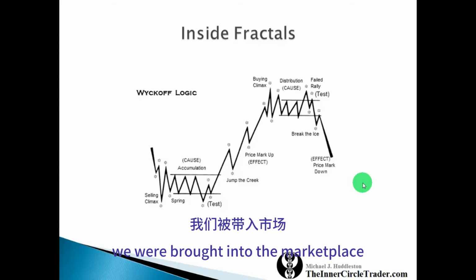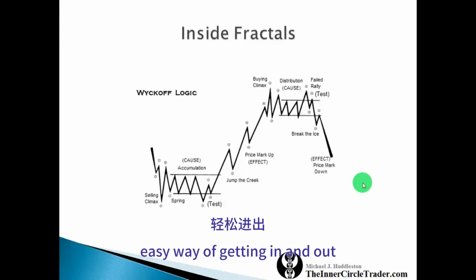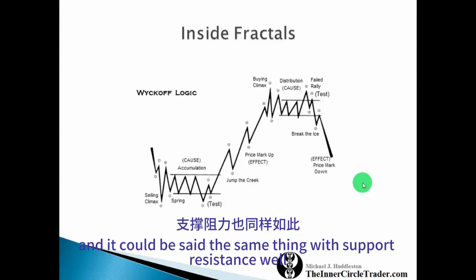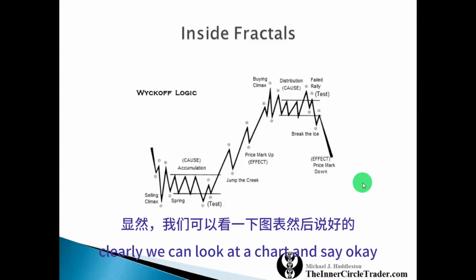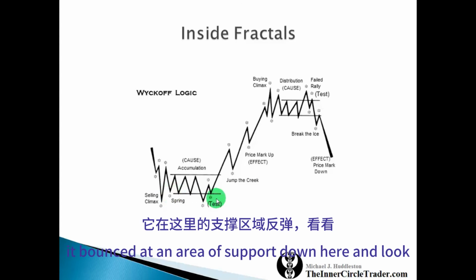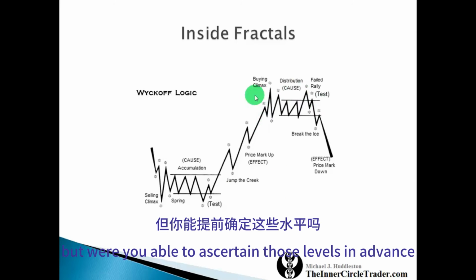We as traders were brought into the marketplace with the idea that indicators would be our easy way of getting in and out, buying and selling based on bearish and bullish divergence. And the same thing can be said about support and resistance. Clearly we can look at a chart and say, look at this, it bounced at an area of support down here, and it bounced at an area of resistance down here. But were you able to ascertain those levels in advance?